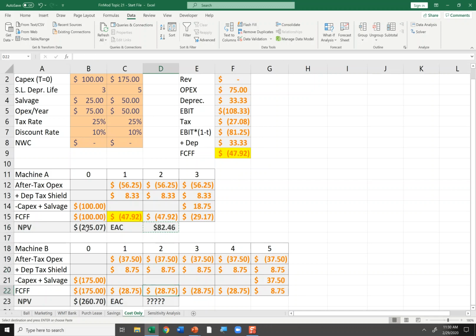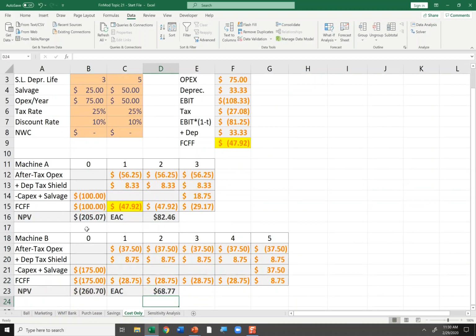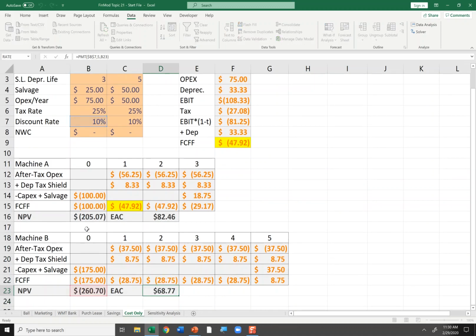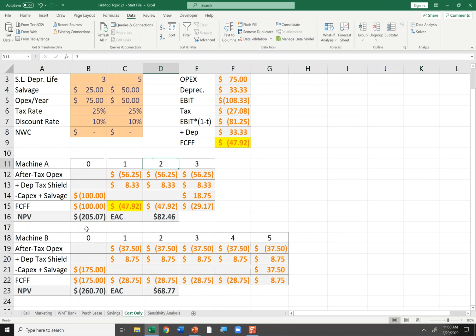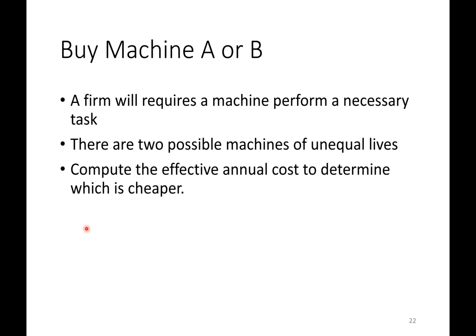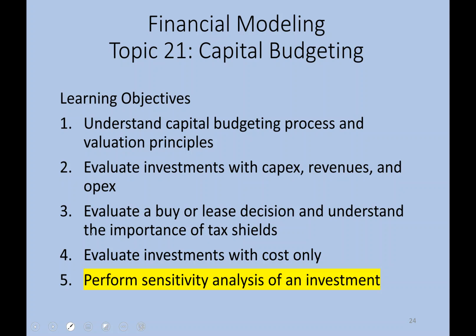This project, if I switch this to a 5-year life, costs me $68 per year over 5 years versus $82 a year for 3 years. But on this one, I'd have to replace it. I'm assuming I'm going to need this machine to run my business for the next few years, or an infinite period of time. So really, the cheapest one is machine B. So in this topic, we looked at evaluating investments that have only a cost.